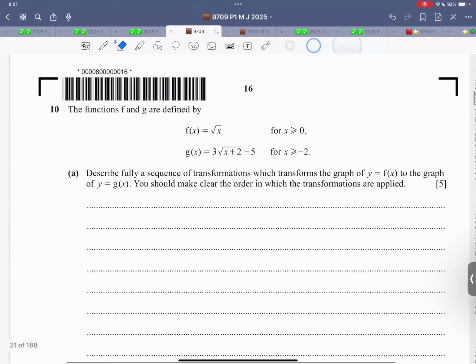I want you to read this thing first. The functions f and g are defined by such and such. So now fx is root x.